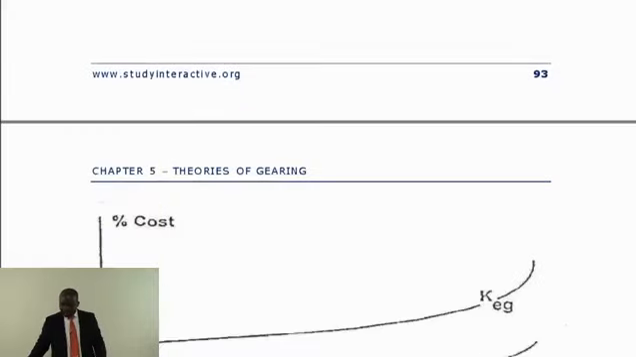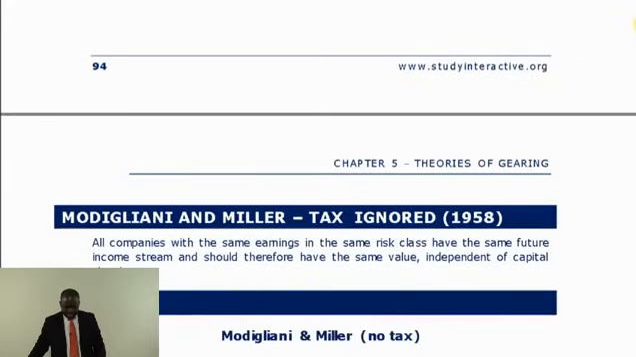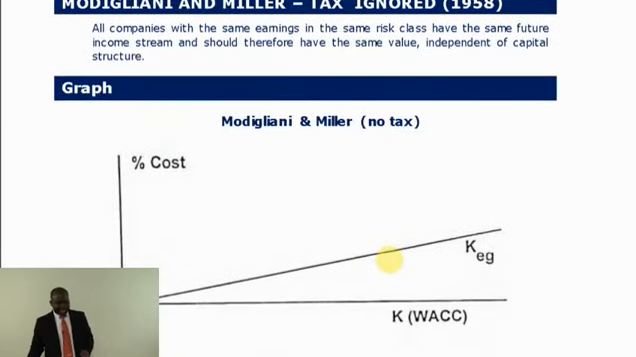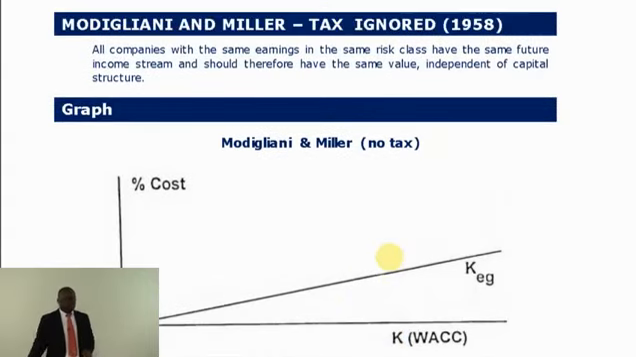The next is going to be Modigliani and Miller. Modigliani and Miller introduced their capital structure theory in 1958. They made so many assumptions.